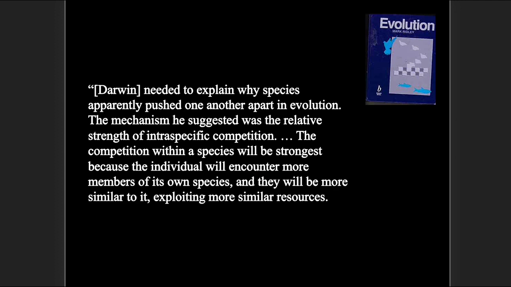Okay, continuing. Darwin needed to explain why species apparently pushed one another apart in evolution. The mechanism he suggested was the relative strength of intra-specific competition.